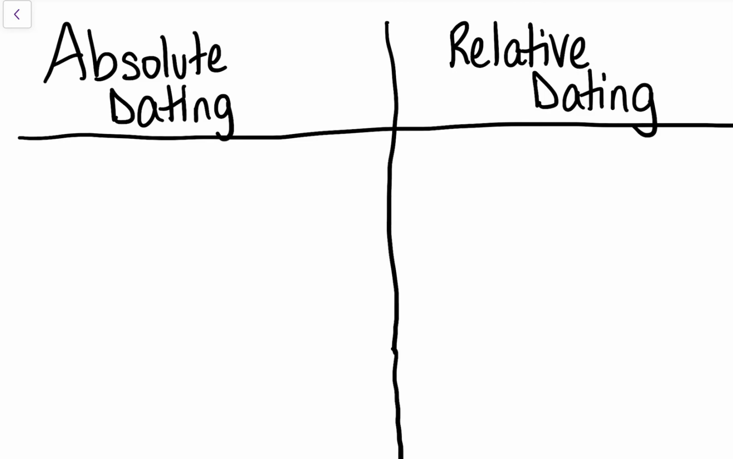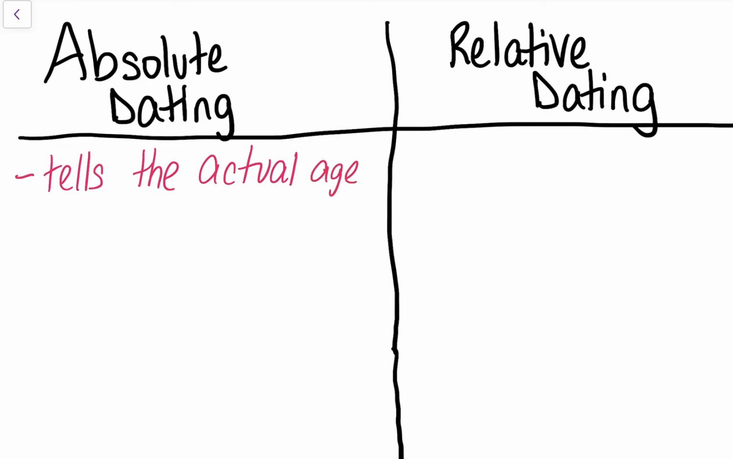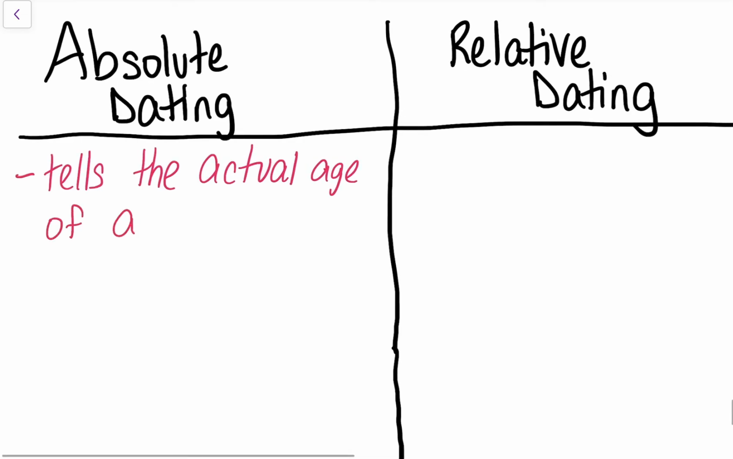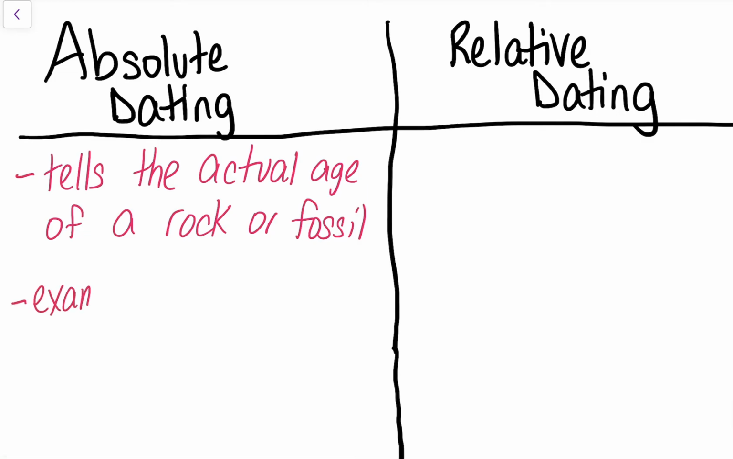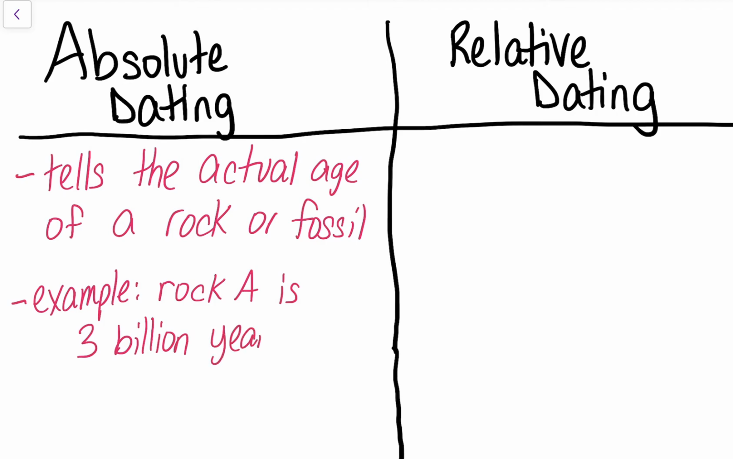One is through absolute dating. Absolute dating tells the actual age of a rock or fossil. For example, rock A is 3 billion years old.